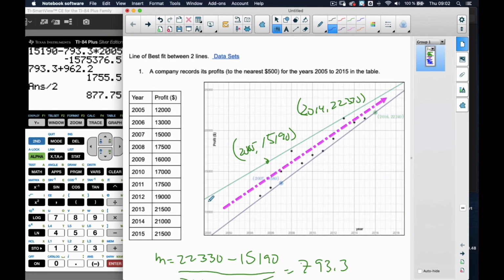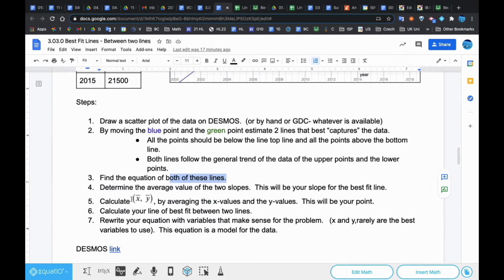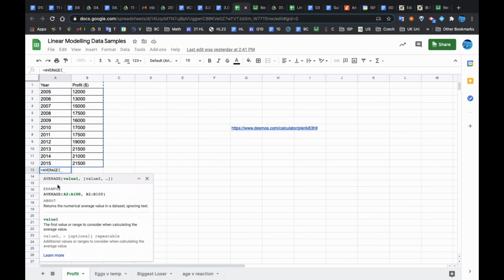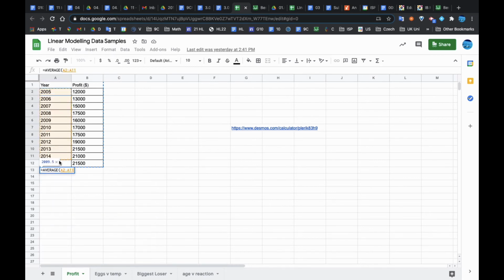Now, the next step is I need to find x bar, y bar, which is the average x and the average y value. One of the things we can do is we have our data sheet here. We basically want to add up all these points, 2005, 2006, 7, 8, all, and then divide it by however many points I have. But there's a shortcut: if I type in here average, see average pops up, and I want the average of all of these values. I hit enter, the average is 2010.